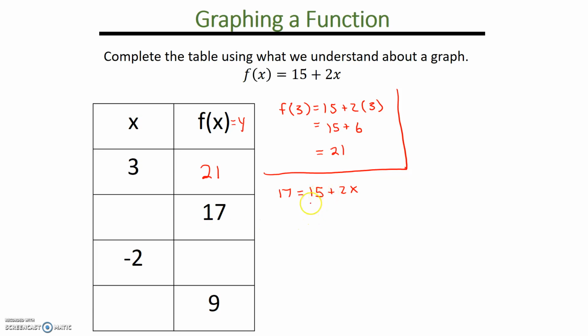So how do I get rid of 15? I say minus 15. Whatever I do to one side of the equal sign, I do to the other. The 15s cancel out. 17 minus 15 is going to be 2. 2 is equal to, drop down my 2x. All I have to do here is divide both sides by 2. And I get 2 divided by 2 is 1. 1 is equal to x. So I figured out my x value right here. When f of x is 17, the appropriate x value is going to be 1.